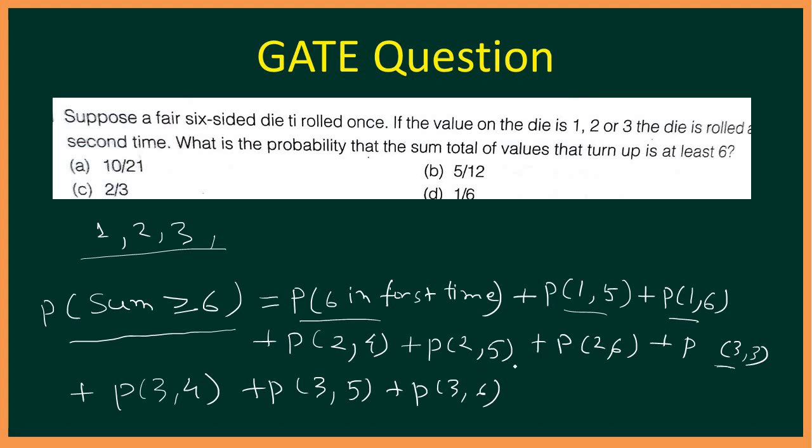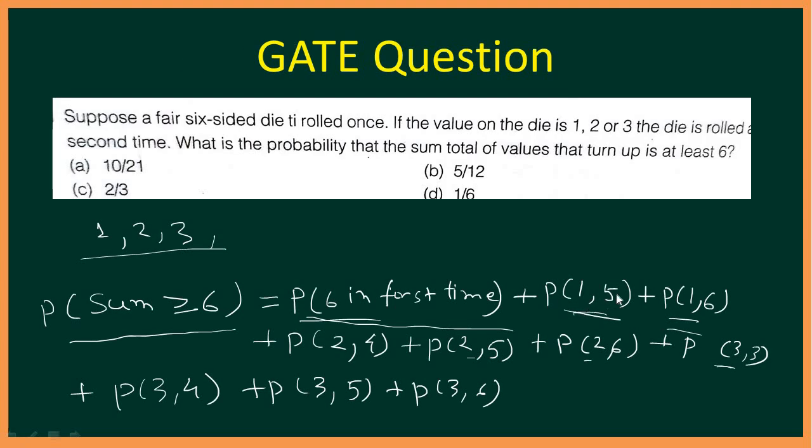So let's find this individual probability, then we will add all these things. What is the probability of getting 6 in the first time? Whenever you are rolling a die, there are 6 possible outcomes: 1, 2, 3, 4, 5, 6. Getting 6 is like getting a single number, so getting a number in the first time is 1 upon 6. The probability of getting 6 on the first time will be 1 by 6, plus.